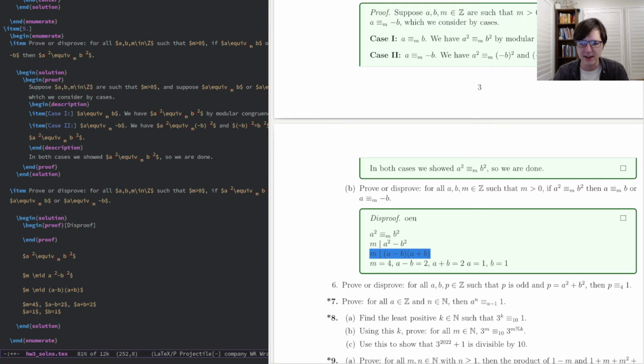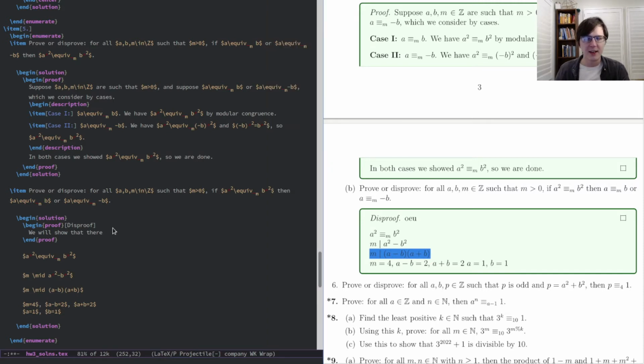Okay, disprove. We will show that, and I'm doing this much wordier than we need to be. Part of why I'm doing this is you're used to the idea of finding counterexamples, but when you find a counterexample, you're actually disproving something. You're proving its opposite, or a logical negation. So we'll show that there exists a, b, m, and z such that m is greater than 0.